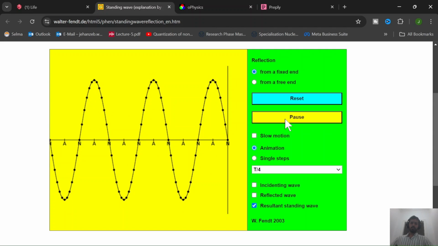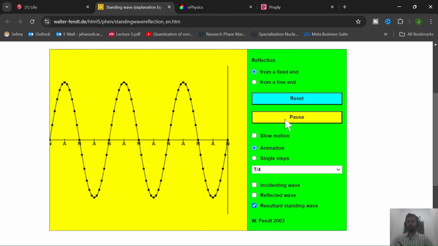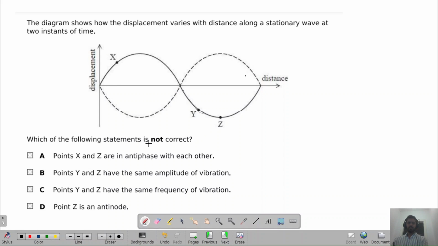So I hope you understood all of these 5 points about standing waves. Now we can go back and solve the question. We have to select a statement which is not correct. The first statement: point X and Z are in antiphase with each other. Because points X and Z are in different loops, they are in antiphase. This is a correct statement. We have to remember, we have to select the one that is not correct.